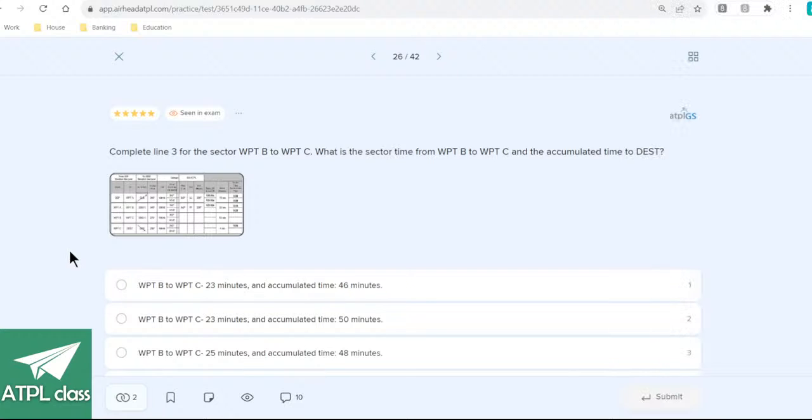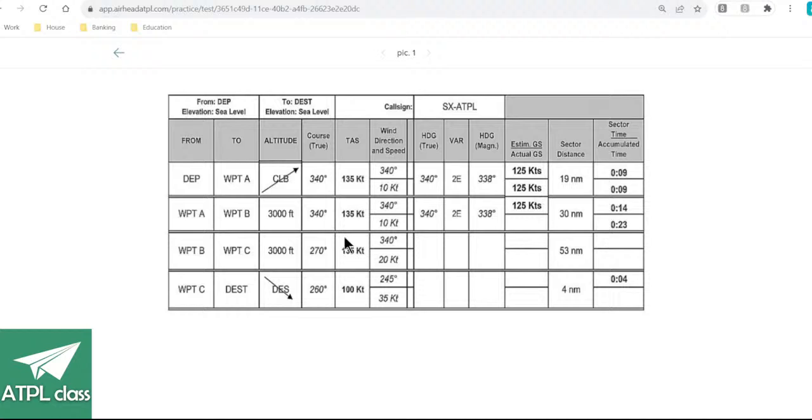Next one, complete line 3 for the sector waypoint B to C, the sector time and the accumulated time to destination. Oh, time and accumulated time. Right, so where are we going from? We should probably write that down. B to C, B to C, B to C. Oh, I've got to do the whole thing. So we've got true airspeed there. I'm going to use the CRP5 for this, I think. It might be a bit easier, so get the calculation done quickly. If I could find a pencil, which I can't, so we'll just wing it.